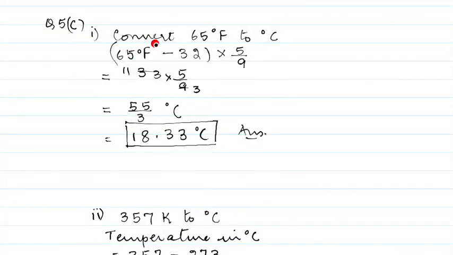So question 5C, convert 65 degrees Fahrenheit to degrees C, and this is the formula. We write the temperature in degree Fahrenheit minus 32 and multiply it by the multiplication factor 5 upon 9. So 65 minus 32 gives us 33 into 5 upon 9. So we will have 3 3s and 3 11s. So we have 11 5s, 55 upon 3 degrees C, and we'll have 3 1s, 3 8s, 24 remain 1. 1/3 means 0.33 degrees C, and that is our answer.